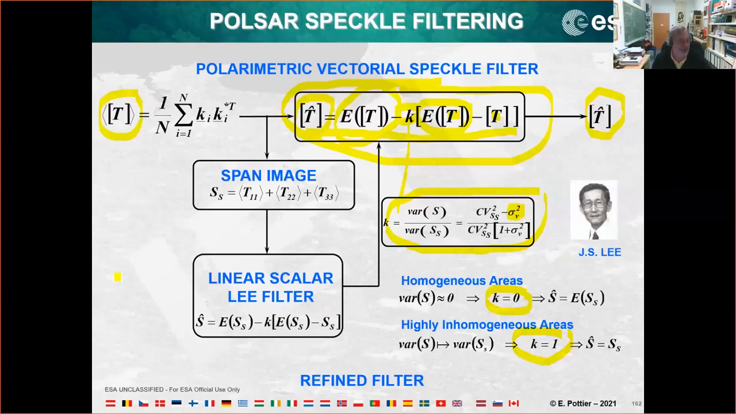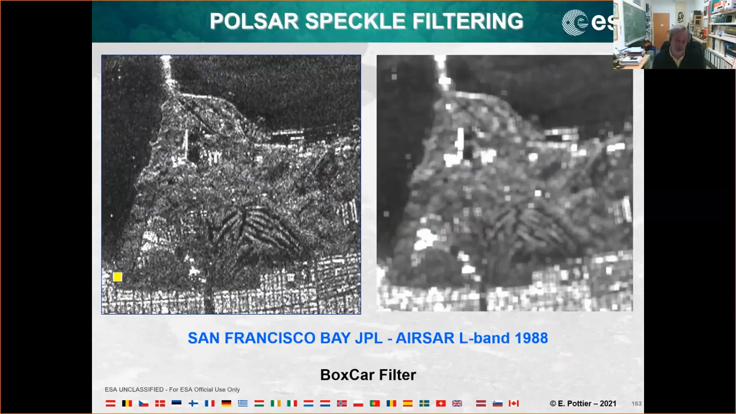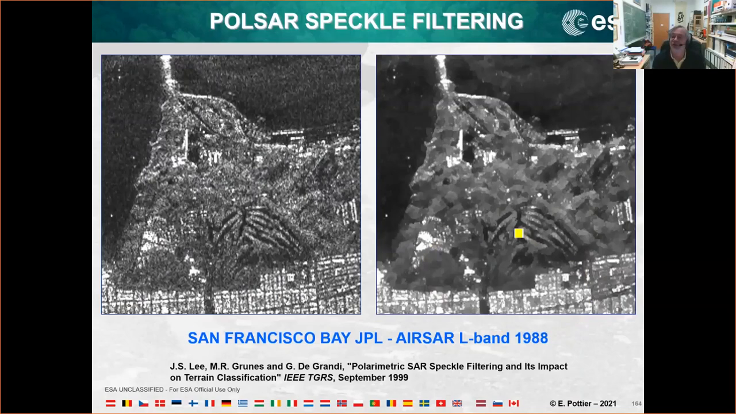Just to show you the result of the boxcar. You can see it's not good. It's good on the sea surface because it is a homogeneous area. It's not good at all in a heterogeneous area because I have completely lost my spatial resolution. This is the first speckle filter, proposed by Lee in 1999, the first parametric SAR speckle filter. You can think that it is okay on the sea surface and quite okay on the urban area.